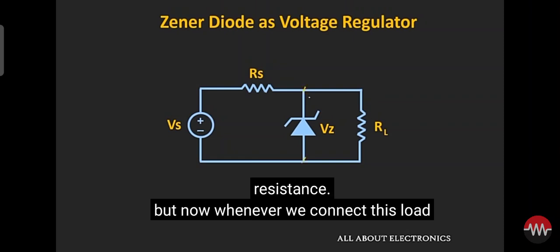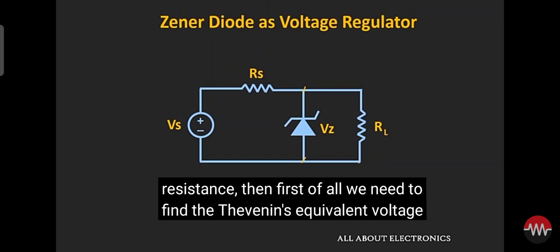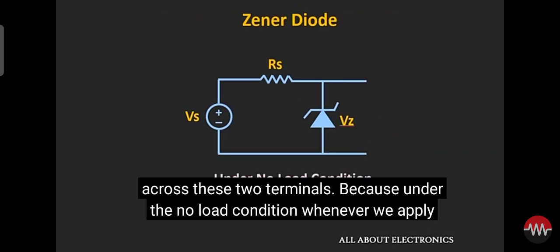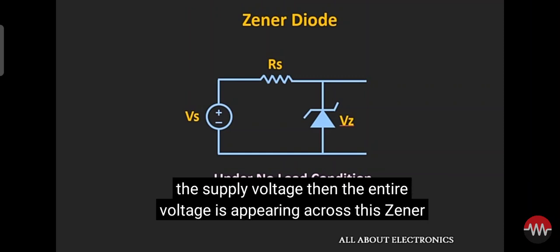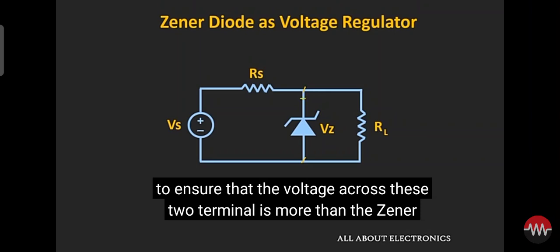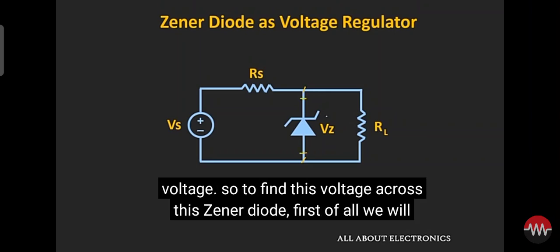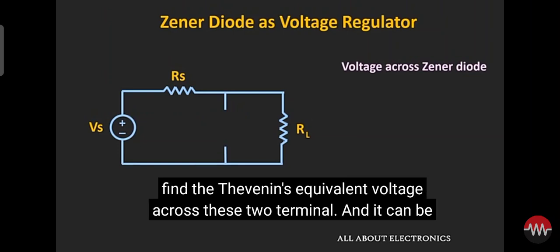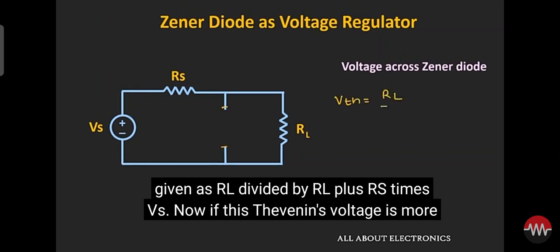But now whenever we connect this load resistance, then first of all we need to find the Thevenin's equivalent voltage across these two terminals, because under the no load condition whenever we apply the supply voltage, then the entire voltage is appearing across this Zener diode. But when we connect this load resistance RL, then first of all we need to ensure that the voltage across these two terminals is more than the Zener voltage. So to find this voltage across this Zener diode, first of all we will find the Thevenin's equivalent voltage across these two terminals, and it can be given as RL divided by RL plus RS times Vs.